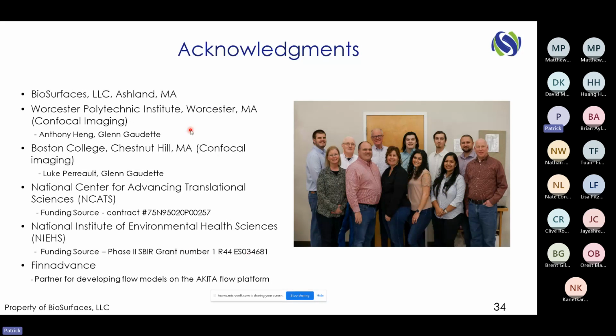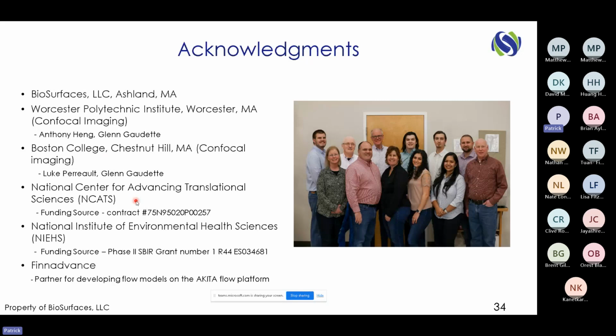We had some collaborators also helping us with our confocal microscopy. Anthony Heng and Glenn Gaudet were originally at Worcester Polytech. Now Glenn and his postdoc Luke Peralt are down at Boston College doing confocal imaging for us.